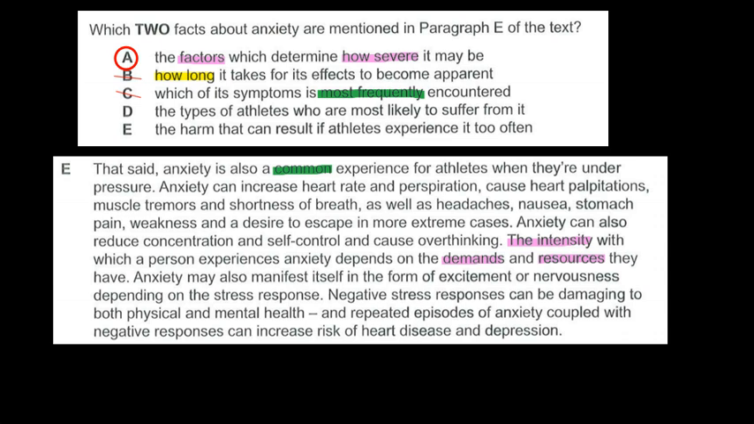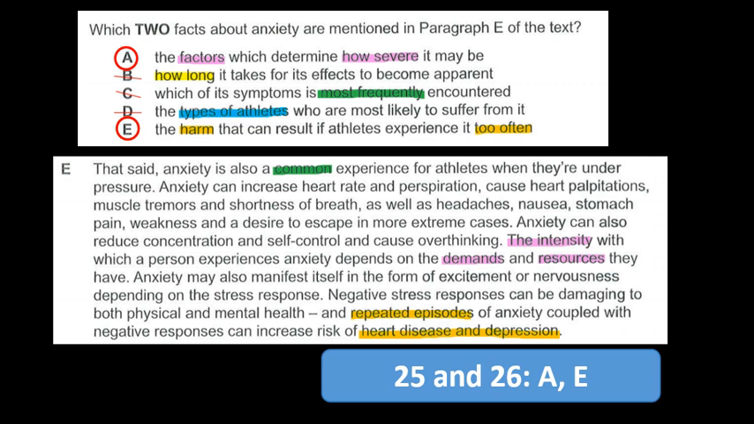Then D, the types of athletes who are more likely to suffer from it. Anything there about types of athletes? No. So it could really be anyone that it could affect. It doesn't go into specifics, which leaves us with A. So if we're right so far, then A must be correct. E must be correct, sorry. The harm that can result if athletes experience it too often. So too often, repeated episodes. And what kind of harm? Heart disease or depression. So yes, E is there as well. So for 25 and 26, your answers should be A and E in either order.